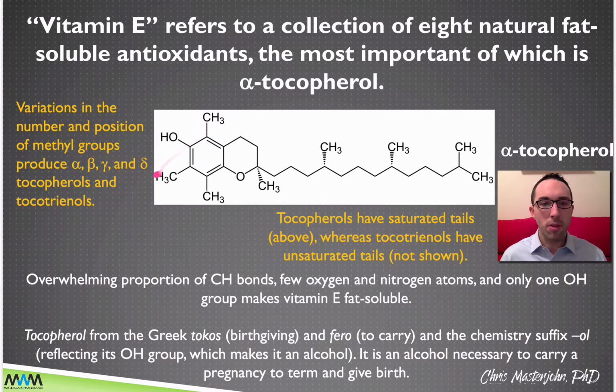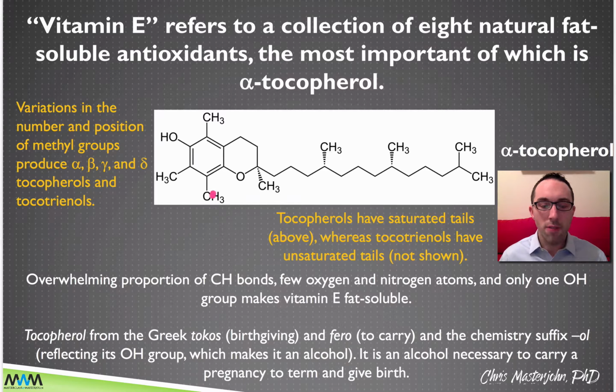Alpha-tocopherol has 3 methyl groups in the ring structure. All of the other tocopherols have fewer than that, and they differ based on the number and position of those methyl groups. If you were to compare alpha-tocopherol to gamma-tocopherol, that difference in methyl groups would be what you see different between them. But if you compare alpha-tocopherol to alpha-tocotrienol, the ring structure will be exactly the same, and it'll be the tail structure that differs.